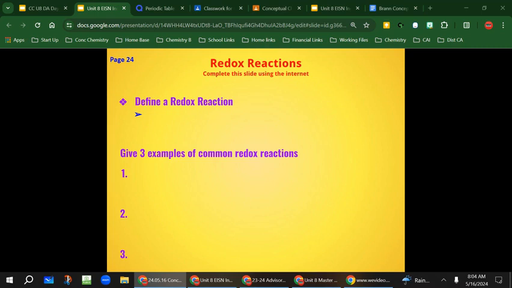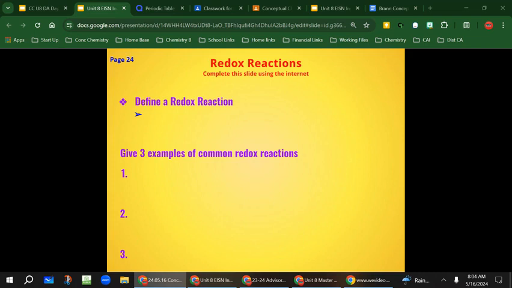So for that to happen, ladies and gentlemen, one element needs to give up electrons and the other one needs to gain. Okay? So that's what happens, which means something is not charged and becomes charged, or something that is charged becomes stable. It can happen either way. We'll get into showing you about that. All right, now give me a common redox reaction.